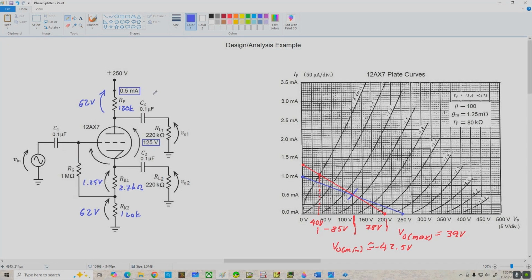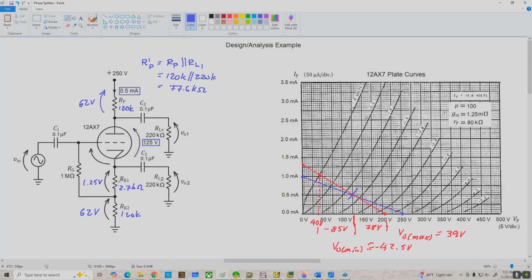We're going to start by finding the small signal resistance in the plate side of the circuit. We'll call that R prime P, and that's going to be RP in parallel with RL1. Remember, we're disregarding the effect of little rp, the dynamic plate resistance. In this case, because of the symmetry of the circuit, little rp is not going to have much effect on our results, so we'll leave it out to make our work a little simpler. But anyway, coming back up here, RP is 120k in parallel with 220k, which is 77.6 k ohms.